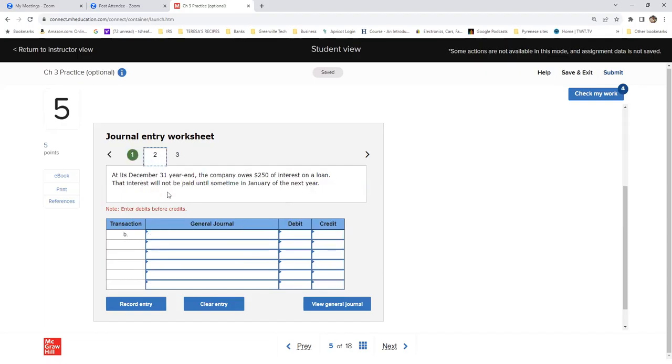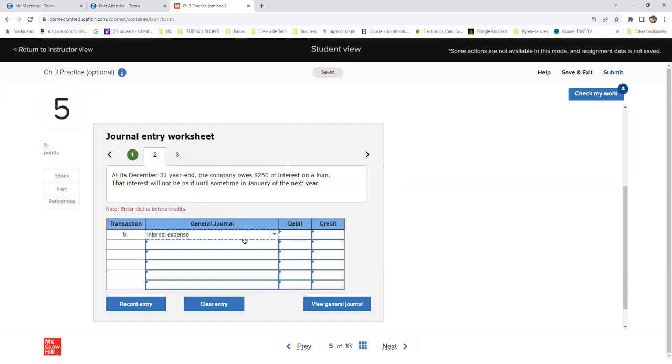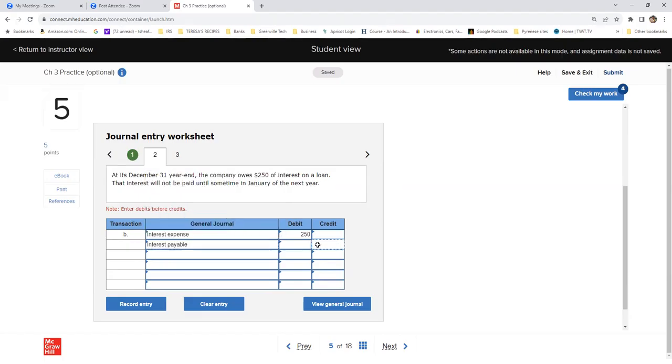Next one. Company owes $250 interest on a loan. The interest will not be paid till sometime in January. So we're going to debit interest expense, $250. And we're going to credit interest payable, $250. Let me make sure I typed in the numbers on the last one. Nope, I didn't do that.